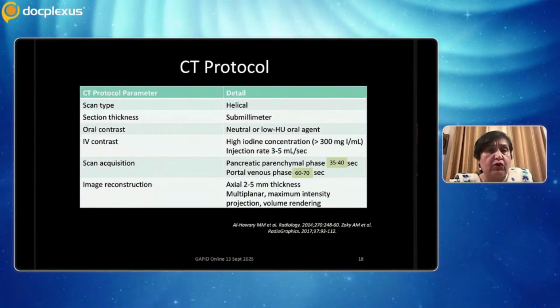What is the CT protocol we use? It's a helical CT, obviously, which we do now. You can even do dual energy, but I think the speaker following me would speak about it since he's talking about advances.